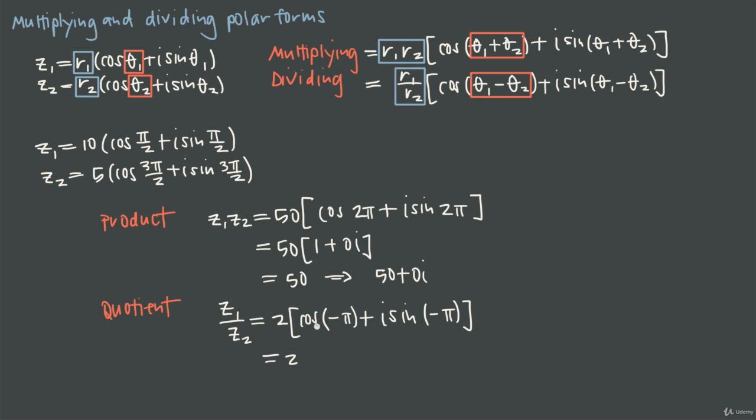So we could say cosine of negative pi is a negative 1, so we'll get negative 1 here. Sine of negative pi is 0, so plus 0i, and that's just going to leave us with a negative 2, which we know is going to be on the negative side of the real axis. So this is a real number sitting on the negative side of the real axis, or we could write that as negative 2 plus 0i. Either way, that's how you use the formulas for the product and quotient of two complex numbers to find in polar form this product z sub 1 z sub 2, and the quotient z sub 1 over z sub 2 when you're given two complex numbers.